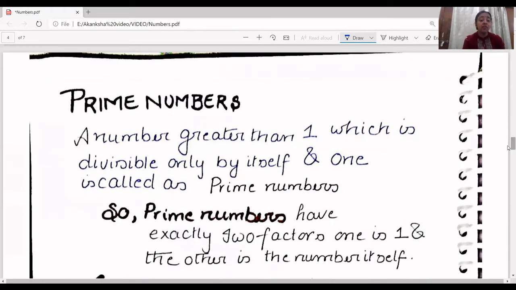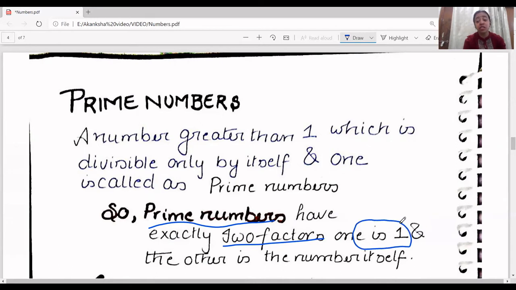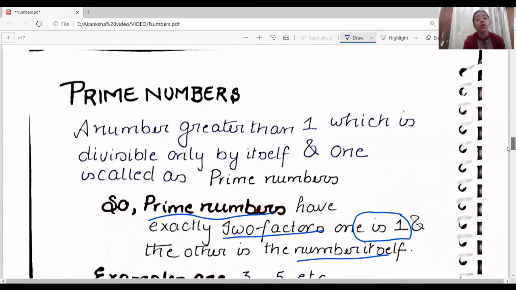So prime numbers have exactly two factors. One is 1 and the other one is the number itself by which it is going to get divided. So always remember, prime numbers are numbers that have exactly two factors, not less than 2, not more than 2, exactly two factors, in which one should be 1 itself, the other should be the number itself, right?